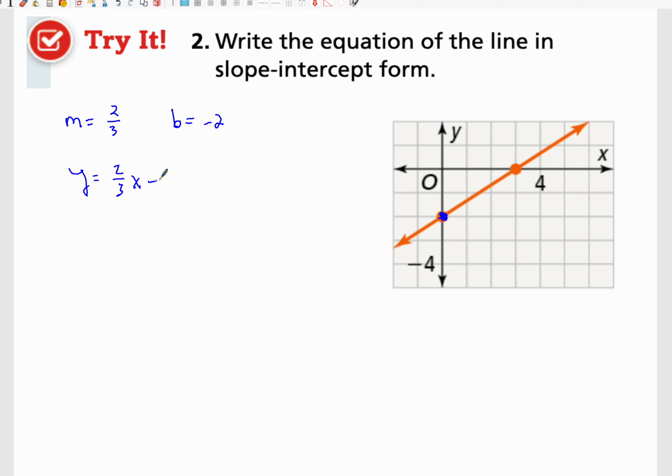One little thing you always have to pay attention to is the way the graph is numbered. If this graph was numbered by 2s, it would actually be a y-intercept of -4, right? If they changed the numbering on the graph, you always have to count by the way the graph is numbered. So this graph is numbered by 1s, that's handy, that helps us, but you need to make sure.